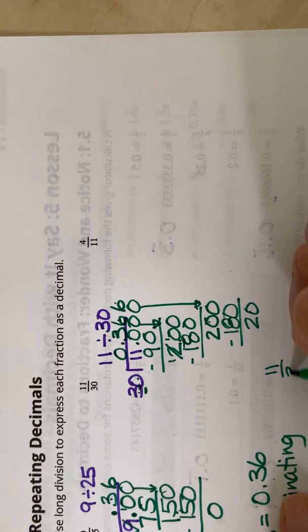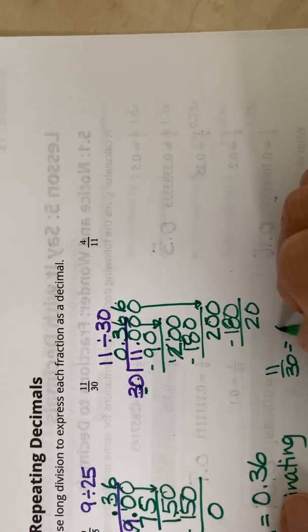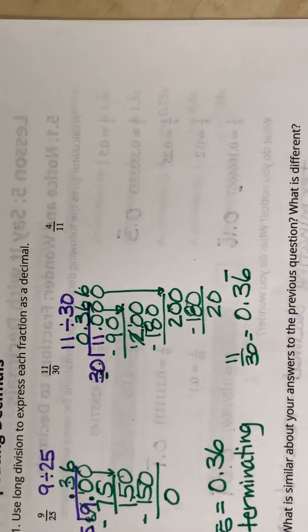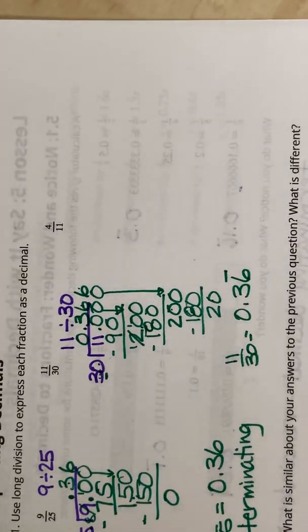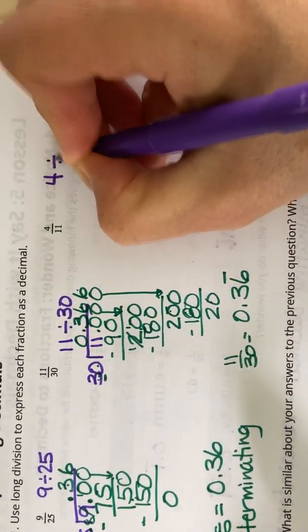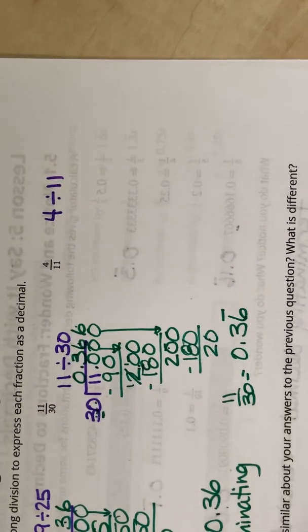So 11/30 is equal to 0.36 with the 6 repeating, not the 3. I'm not putting the bar over the 3 because the 3 does not repeat. Okay? All right. And then the third one, I've got 4 divided by 11. That's literally what that fraction's telling you.